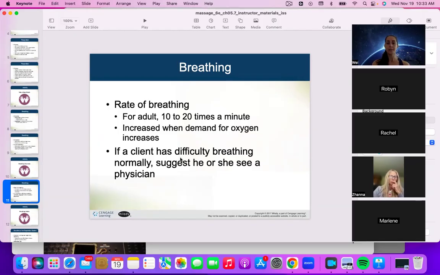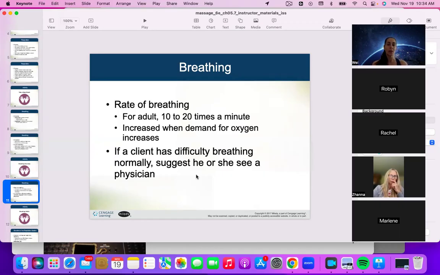Now, if a client has difficulty breathing normally, suggest he or she see a physician. If you have clients on the table and you're guiding them to breathe, like take an inhale, exhale, and you find that they are barely having any chest expansion, because like we said, when we inhale we should see an expansion in the ribs. We should see some sort of lifting in the chest cavity. We should see some abdominal movements. I'm talking about clients lying down on the table. It's very easy to see that because they're completely relaxed. If you see that they're having an issue with that, they might have some respiratory issues, okay?